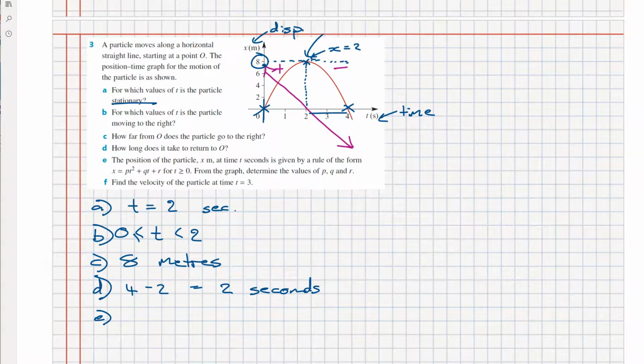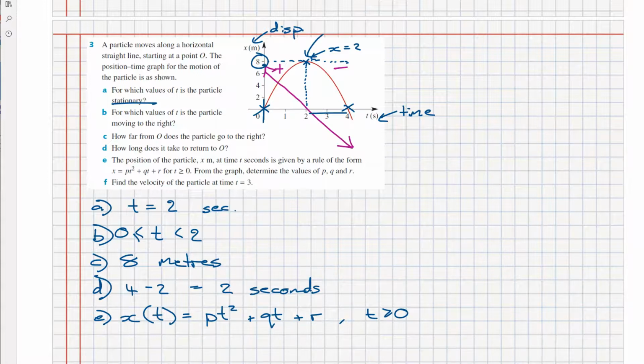Okay, E. The position of the particle x in meters at time t seconds is given by the rule of the form x equals pt squared plus qt plus r, for t greater than or equal to 0. From this graph, determine the values of p, q, and r. Alright, so we're getting our displacement function defined by pt squared plus qt plus r, and we find that t is greater than or equal to 0. So effectively find p, q, and r.